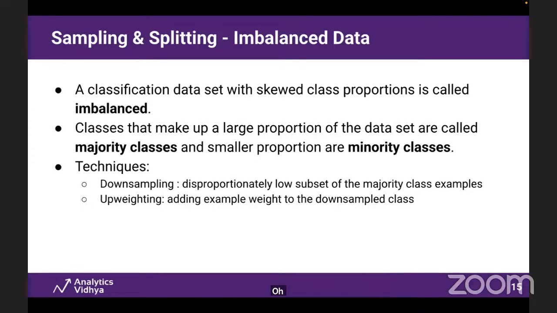It could be a mild imbalance, it could be moderate, or it could be extreme, and the steps you're going to take to tackle those would be different as well. So mild could be maybe 20 to 40% of the data set is minority. Moderate could be 1 to 20%, and extreme could be less than 1%. So it could vary, but you need to understand whether the data is imbalanced or not.